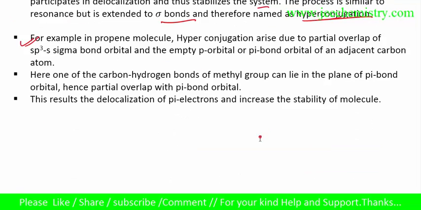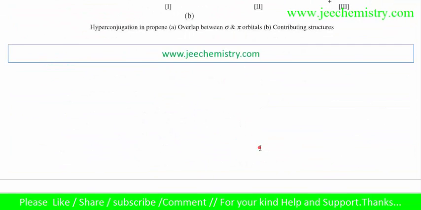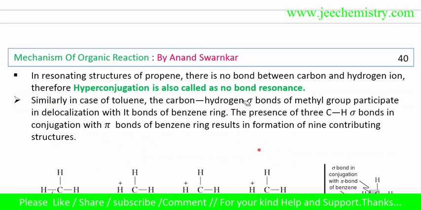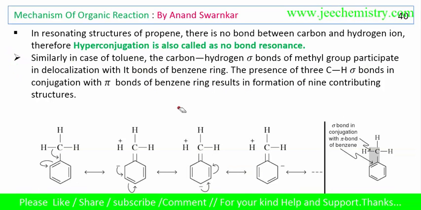This can also be called hyperconjugation, also called no bond resonance. In the generating structures of propene, there is a no bond between carbon and hydrogen ion. Therefore, hyperconjugation is also called no bond resonance. Similarly, in the case of toluene, the carbon-hydrogen sigma bonds of the methyl group participate in delocalization with the pi bonds of the benzene ring. The presence of 3 CH bonds in conjugation with the pi bonds of the benzene ring results in the formation of 9 contributing structures.